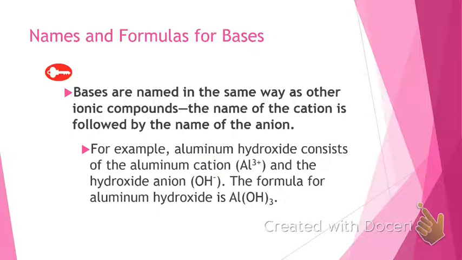Okay, naming bases is super easy. It's the same way that we would name other ionic compounds. The name of the cation is followed by the name of the anion. Our bases, for the most part, the ones that we're going to use, are going to end with the hydroxide anion. So Al(OH)3 is aluminum hydroxide, and that's just how we name our bases.